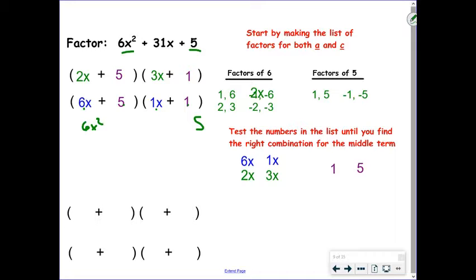Now look at my inside terms and my outside terms. 6x times 1 is 6x. 5 times 1x is 5x. That gives me 11x. Nope, I wanted 31x. Okay, so that doesn't work. What could I do? I could switch the 5 and the 1.